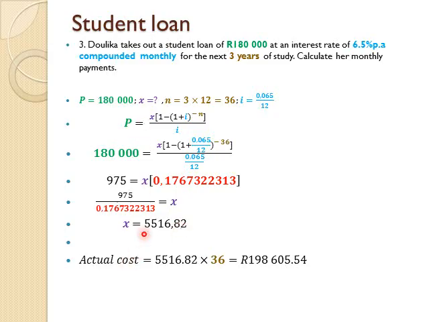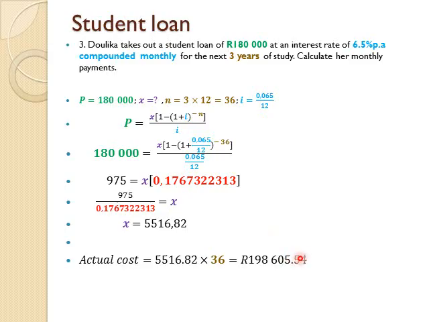So my actual cost for the student loan, that times the 36 payments, remember 3 years is 36 payments, gives me 198,605 Rand 54 cents. So I pay an extra 18,605 Rand 54.